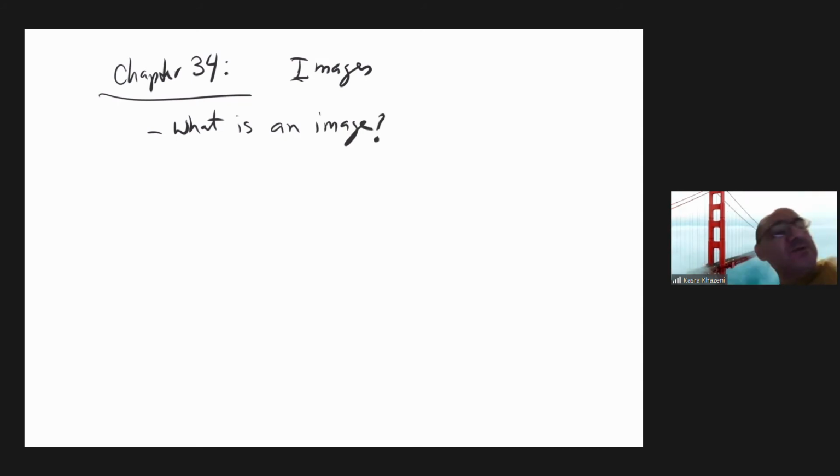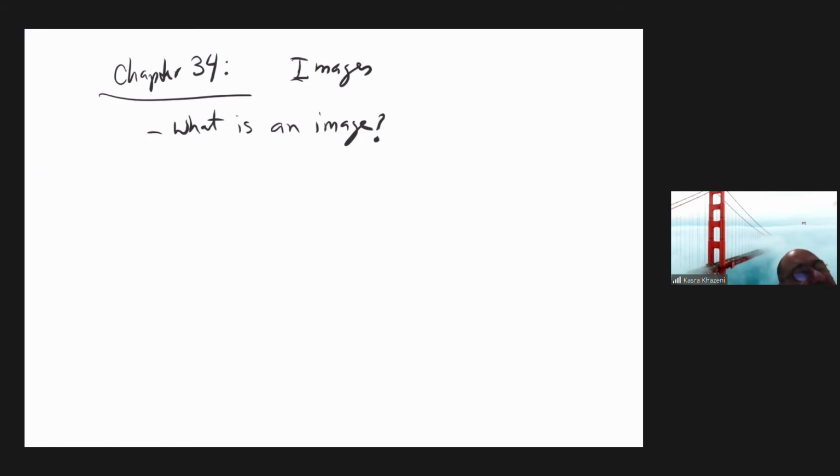So this next chapter is all about images. It's how images are formed, what optical elements you need to form a simple image, how you analyze images, and what images are to begin with. So, what is an image? What does an image mean?